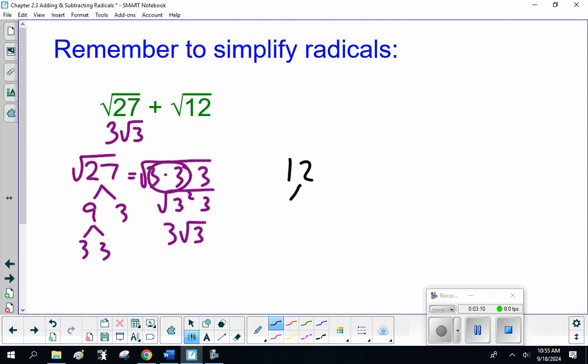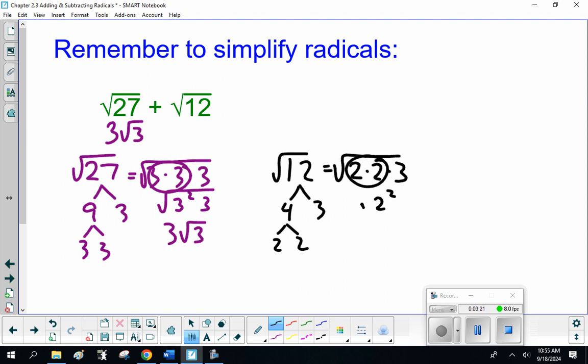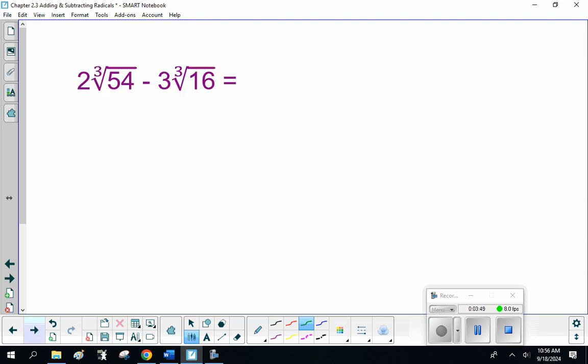12 is 4 times 3, which is 2 times 2. That's 2 squared. Now, just double checking, we're looking for pairs or square roots. So this is 2 square root 3. So once we simplify it, 3 square root 3 plus 2 square root 3 is 5 square root 3. All right? So most of the time, and mark my words, most of the time, when I ask you to simplify radicals, or to add them, you can usually simplify them. And you should have like terms in there somewhere.